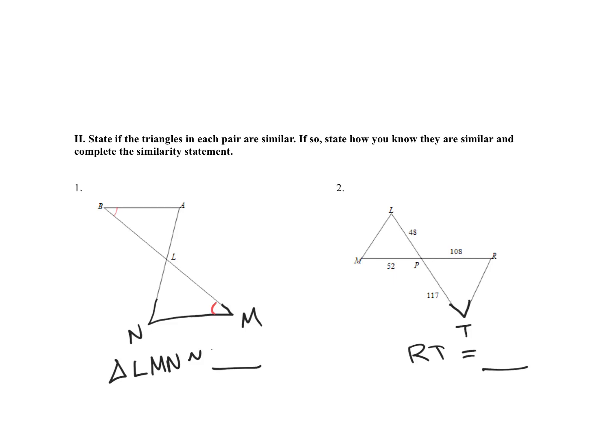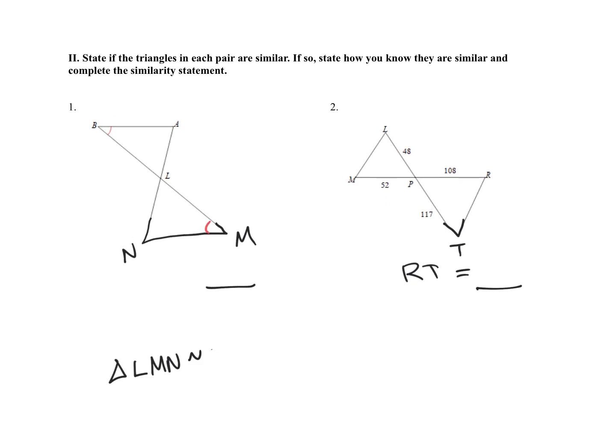All right, home stretch here. We are going to try to state the similarity statement in each of these triangles. So we want to see what things go with what. I want to know what angles are going to go together. I know L and L are going to go together here because they are vertical angles, and then B and M are going to go together.